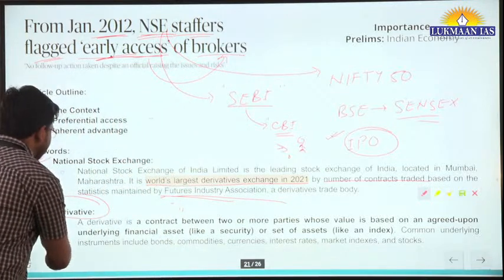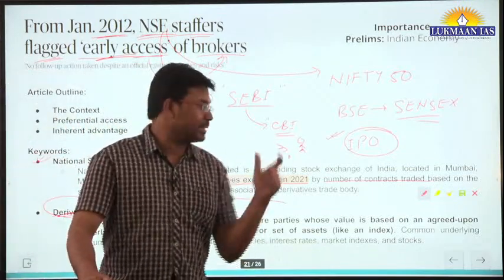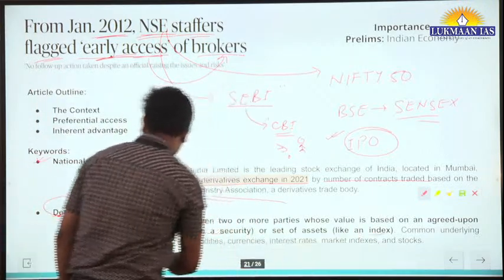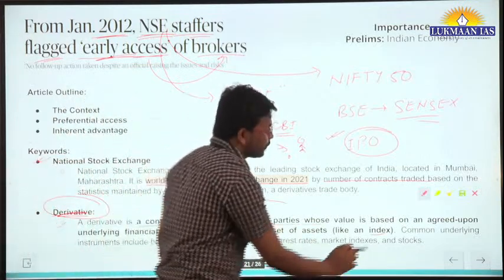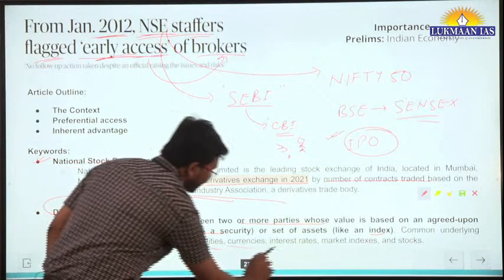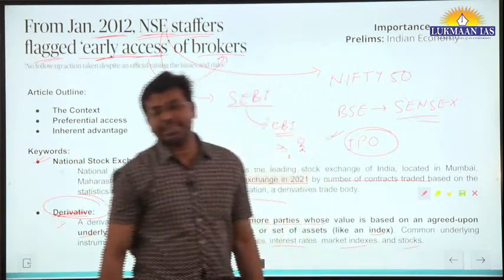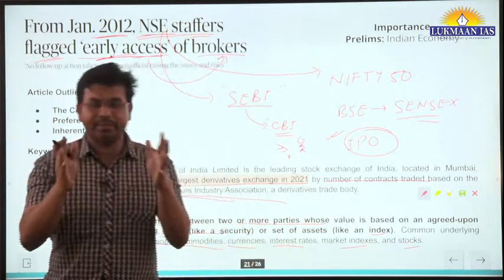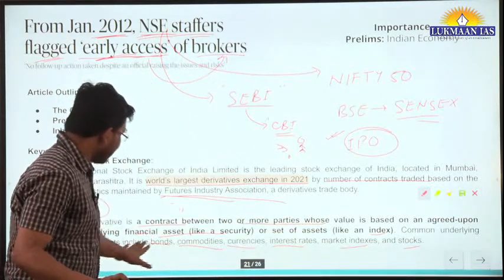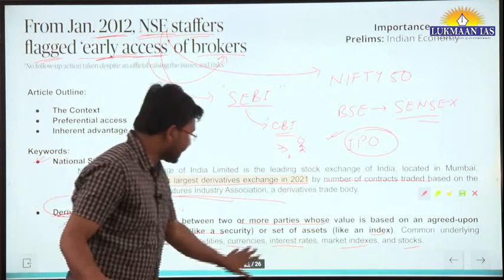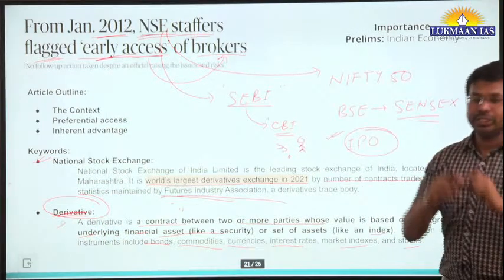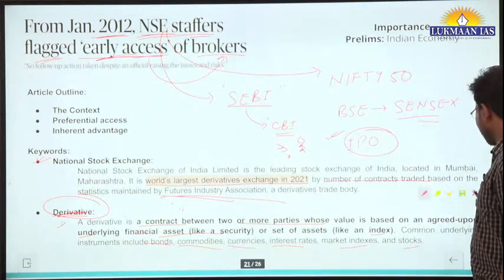Now let us understand what a derivative is. Derivatives are financial assets. A derivative is a contract between two or more parties whose value is based on an agreed upon underlying financial asset. A derivative can be bonds, commodities, currencies, interest rates, market indexes, stocks. These are the derivatives, like bonds are a form of derivative. So derivative is a general word, and these are specific words. It includes bonds, securities, commodities, currencies, interests, market indexes and stocks, etc. So derivative is a very generic, umbrella word.